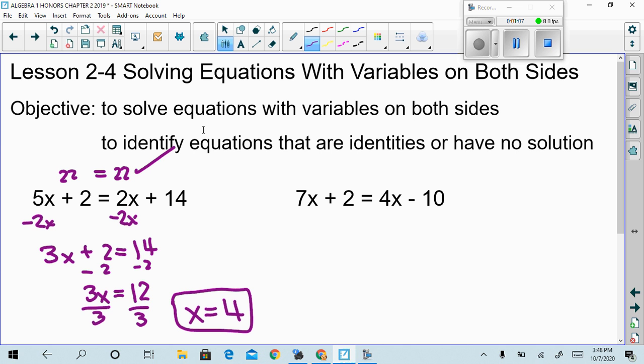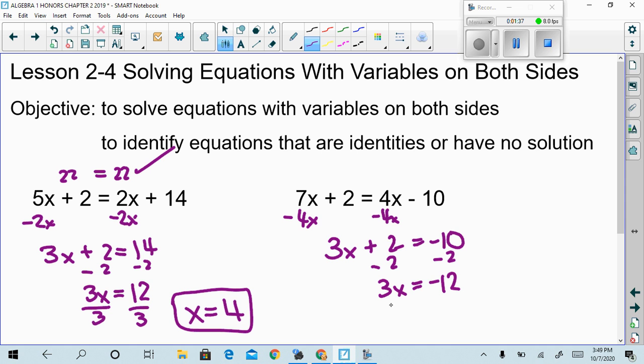On to problem 2. Once again, nothing to simplify, no groupings, no like terms on one side, but there are variables on both. So step 1 will be to collect variables to one side, and we'll do that by subtracting on both sides. That leaves me with 3x plus 2 equals negative 10. I'll now subtract 2 on both sides, and I have 3x is equal to negative 12.